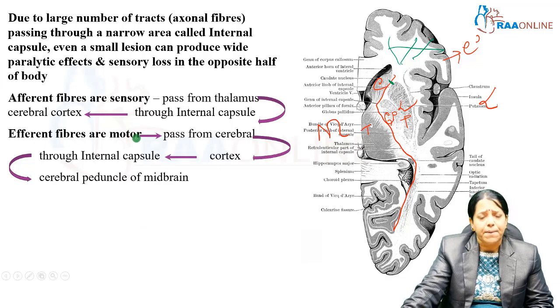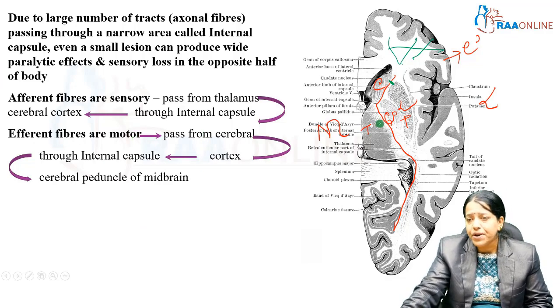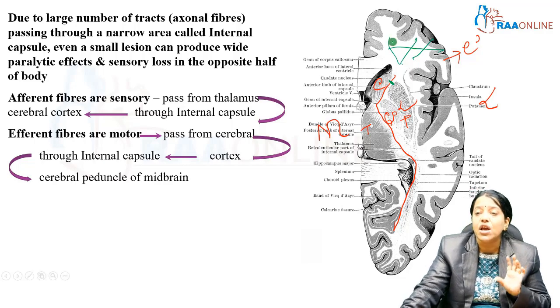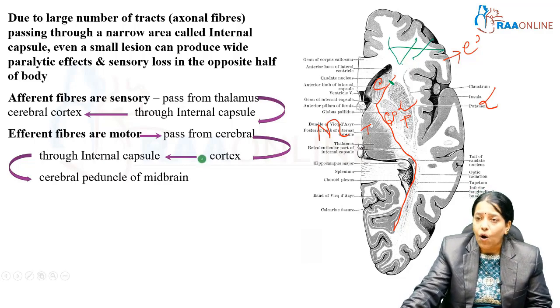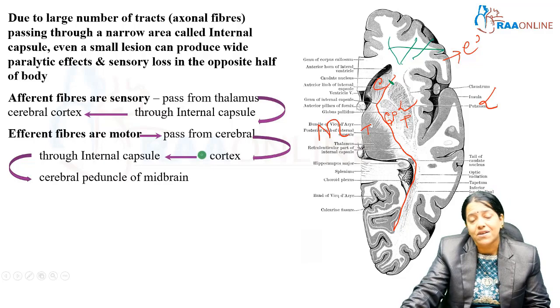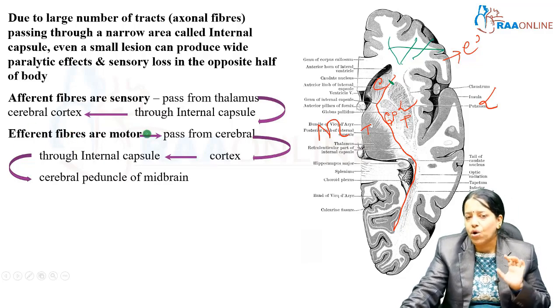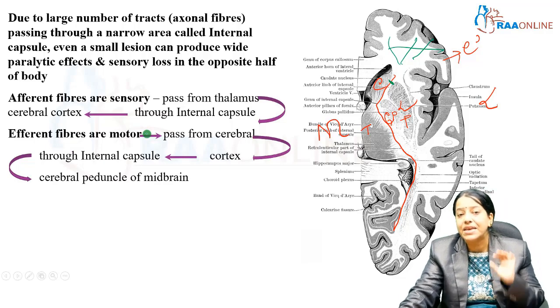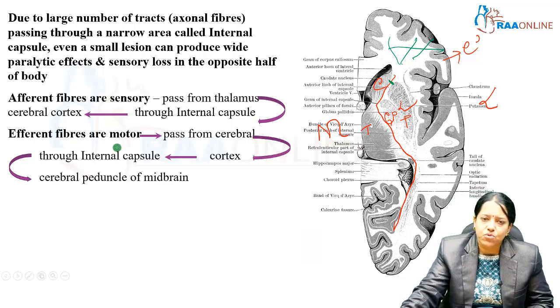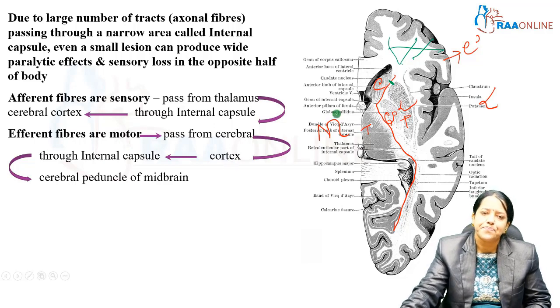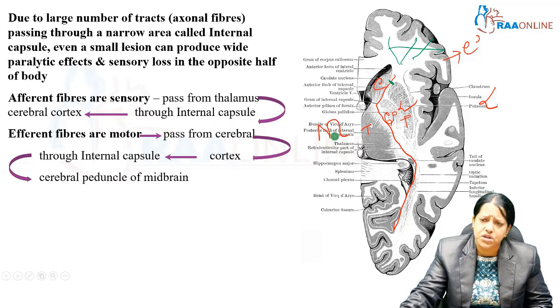So the efferent fibers are motor. Always remember, afferent is what the cerebrum is receiving, so they are sensory, also called centripetal fibers, whereas efferent fibers are motor. And what is the cerebrum giving out? Those are motor, and they are the centrifugal fibers. They pass through the internal capsule.